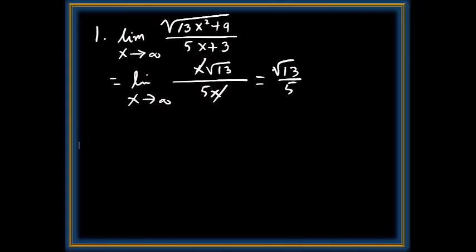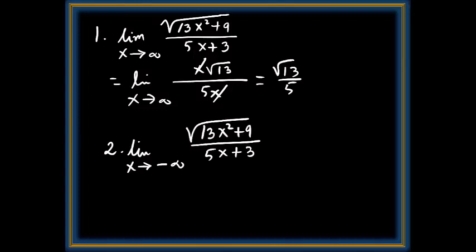Now I will take this same example, but in this case my x will approach negative infinity. So what happens here now? My x is a negative number, on the left side of 0. So what happens in this case?